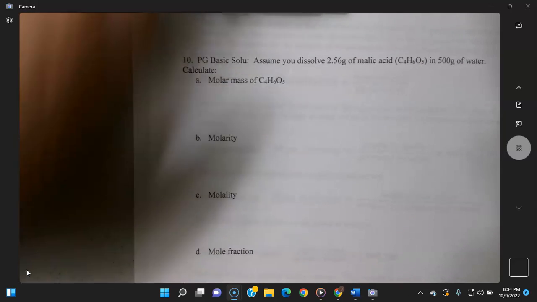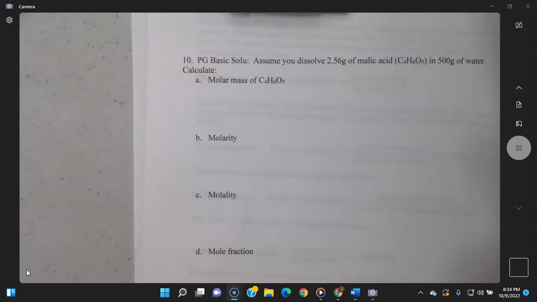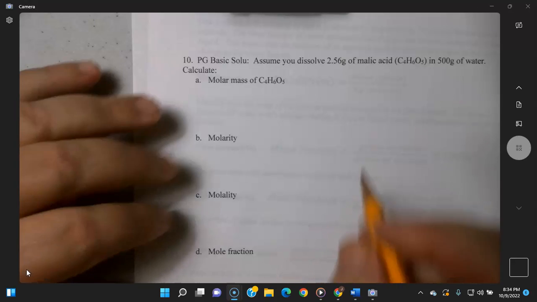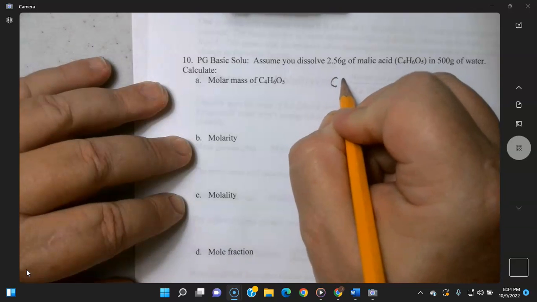Okay, we have one last batch of problems. This one kind of does a little bit of everything. First thing I ask you to do is compute the molar mass of malic acid. I'm not going to do that for you. I'll just get you started on it.